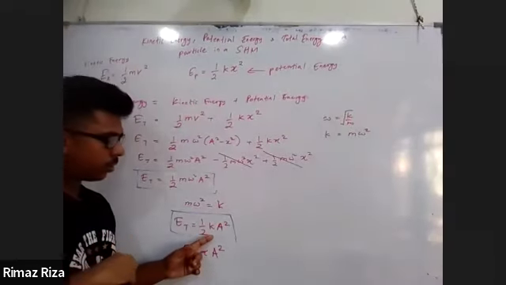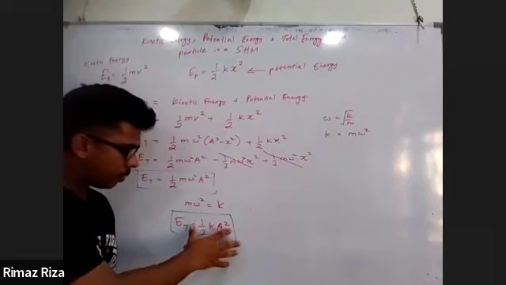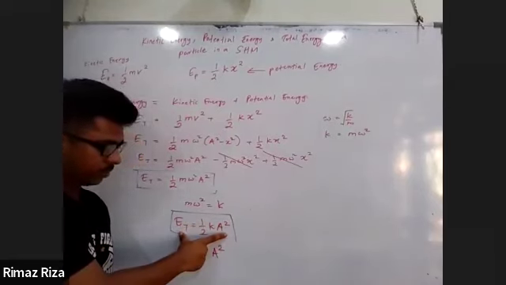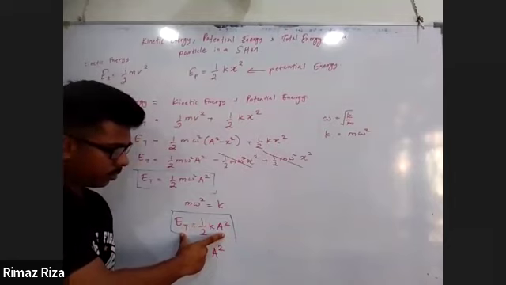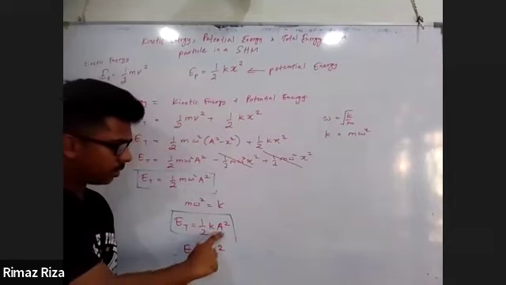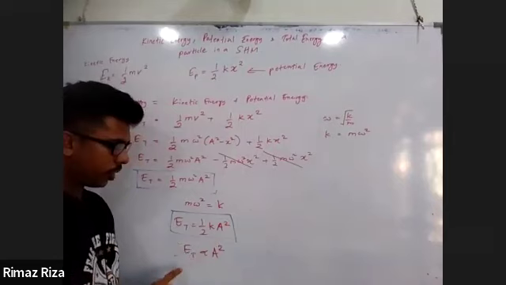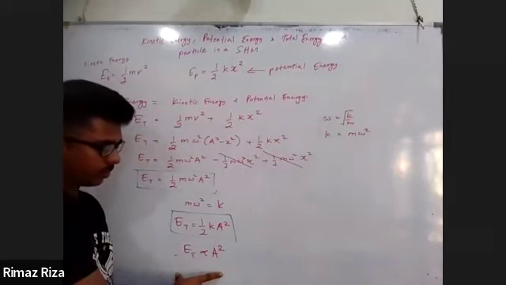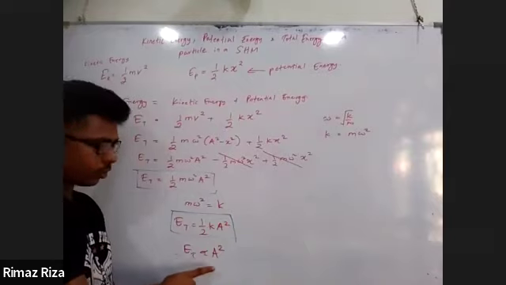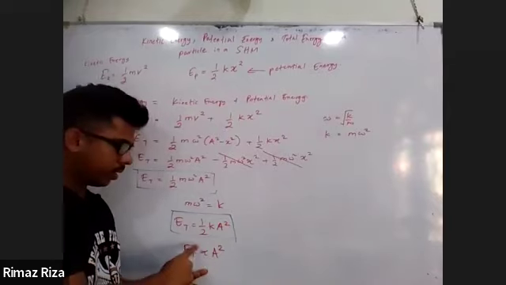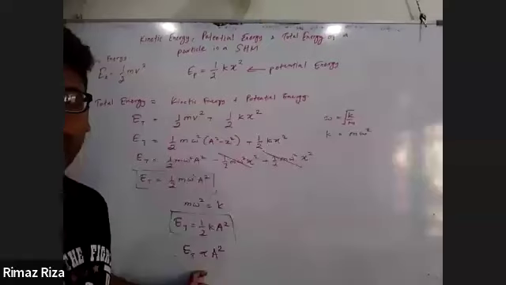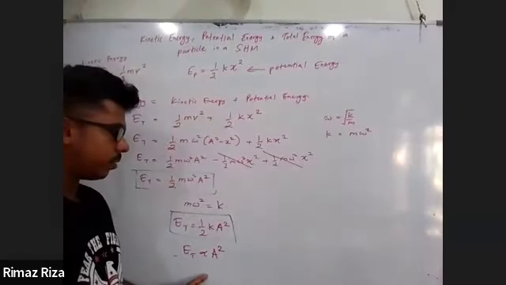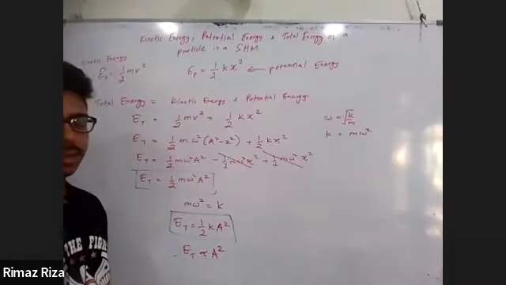So here also, for a given simple harmonic motion, the total energy is constant, right? If A is constant, total energy is constant. So you write down that the total energy is constant. After this, you wrote one sentence, right? Energy is proportional to amplitude squared. And there you write, if the amplitude is constant, total energy is constant.